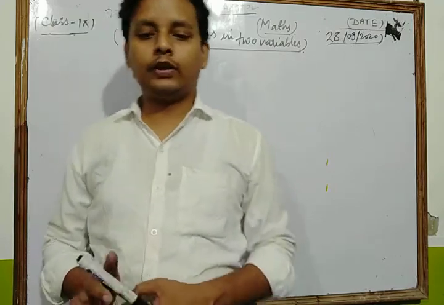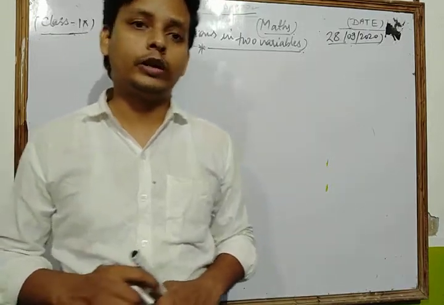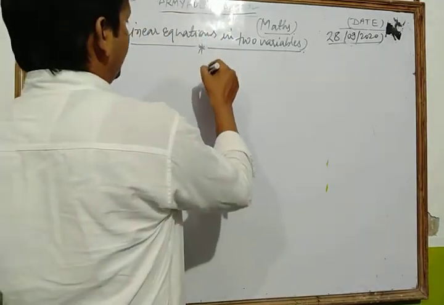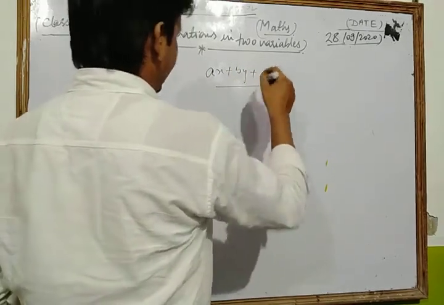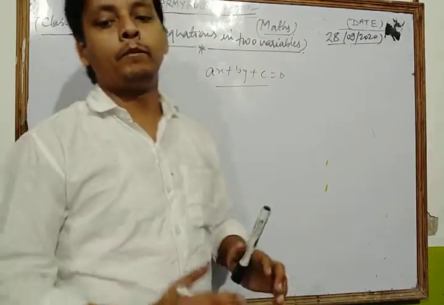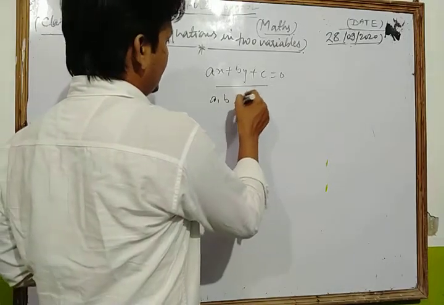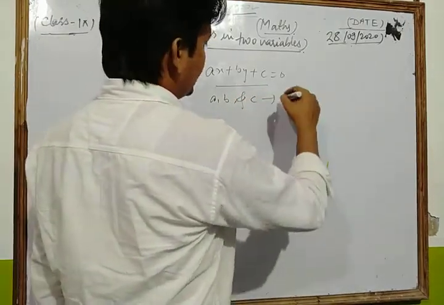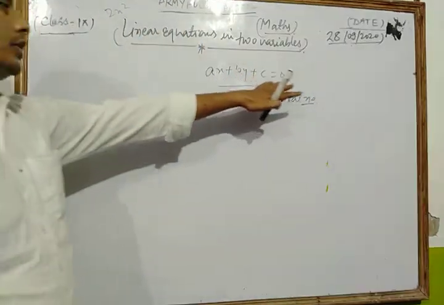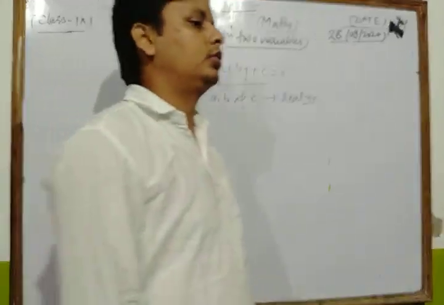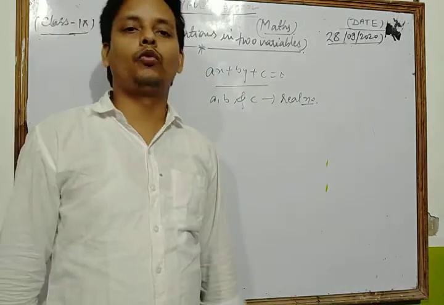Dear students, you know very well what the main form of a linear equation in two variables is. Any equation of the form ax plus by plus c is equal to 0, where a, b and c are any real numbers, is known as a linear equation in two variables. Here the two variables are x and y respectively.